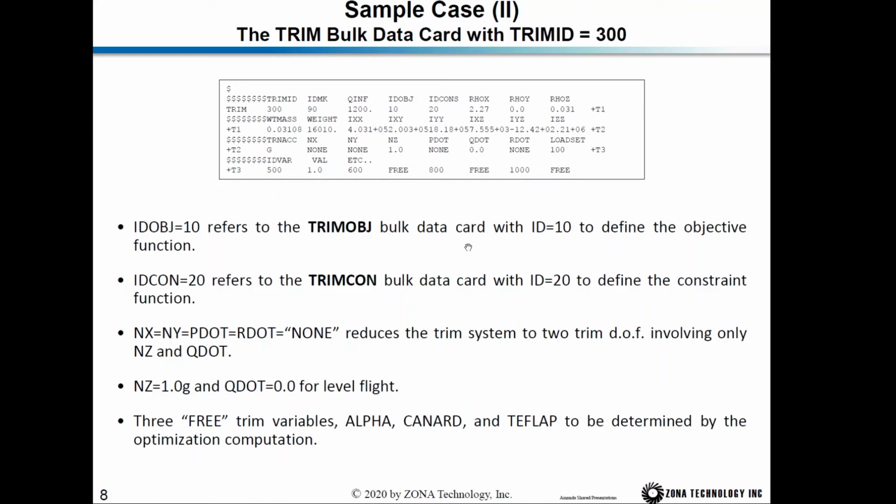This one refers to the trim card, and then we have NX, NY to be none. The P dot equals none, Q dot equals none, and NZ equals 1, because this is 1g, and Q dot equals 0. So we have 2 trim equations, and we have the angle of attack, canard, and the trailing edge flap to be free. So we have 3 unknowns, 2 equations. Therefore, we need a trim OBJ and trim constraint.